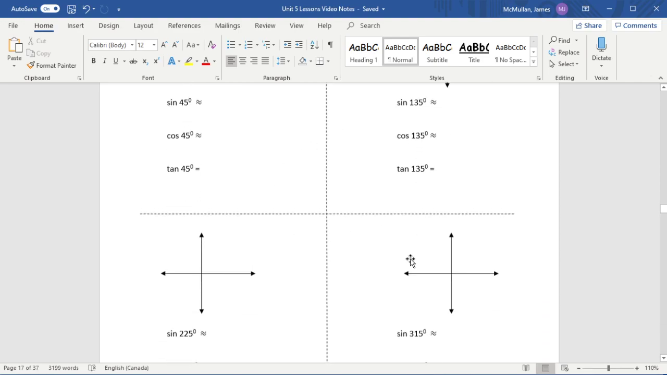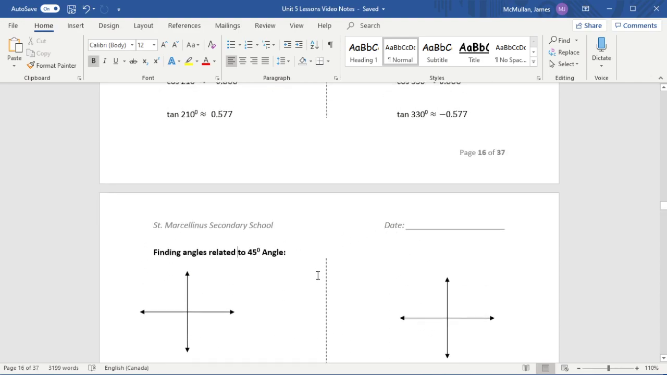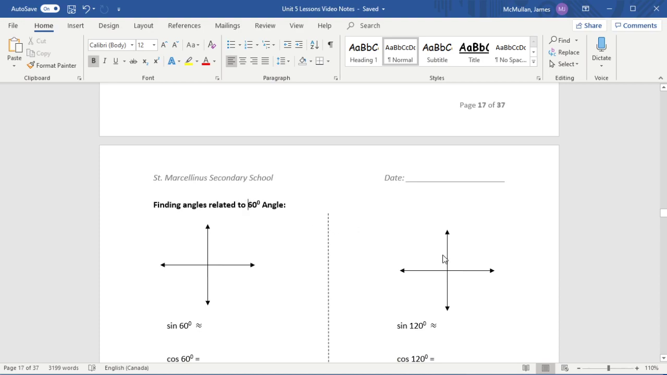I want you to finish this exercise, so finish this page with the 45 degree, finish this page with the 60 degree, and then I'm going to open up a discussion on the website where I want you to note patterns that you see. Okay? What patterns do you notice?